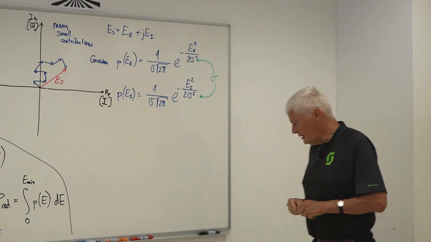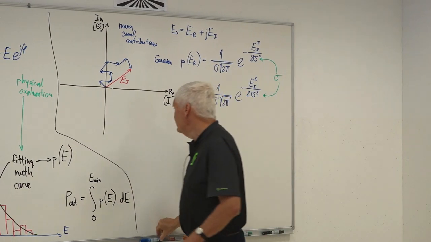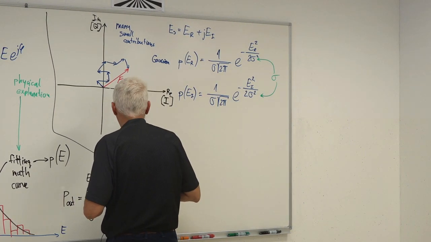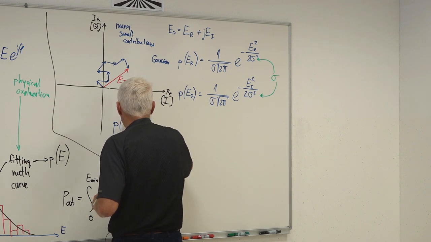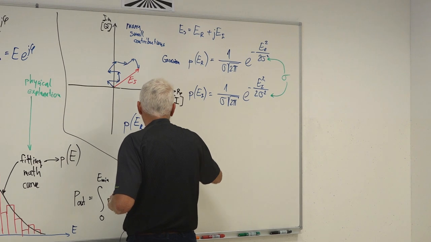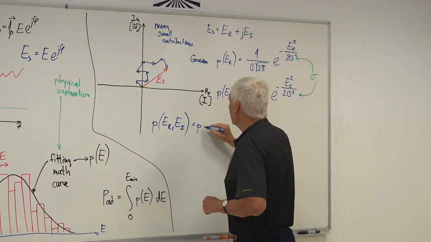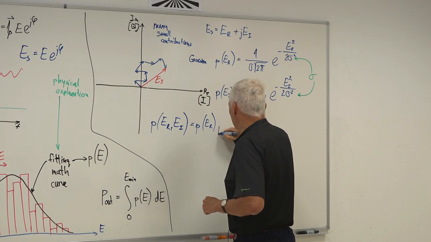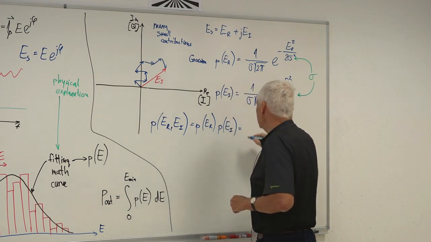So now, since these two are completely independent, I'm going to combine them. The common probability density for having a certain E real and E imaginary is just the product of the two: the probability density of the real part multiplied by the probability density of the imaginary part.